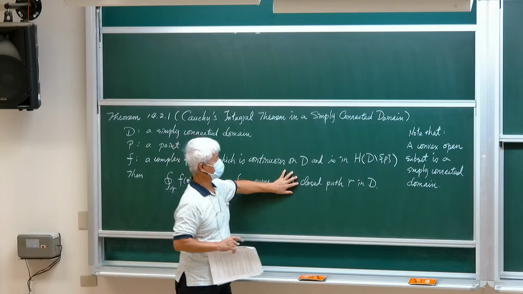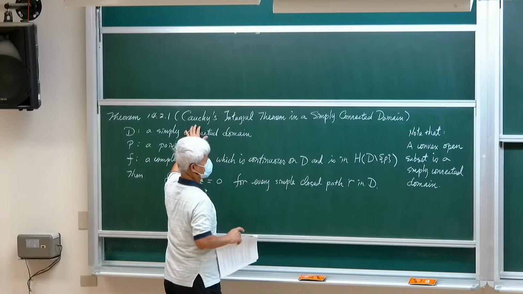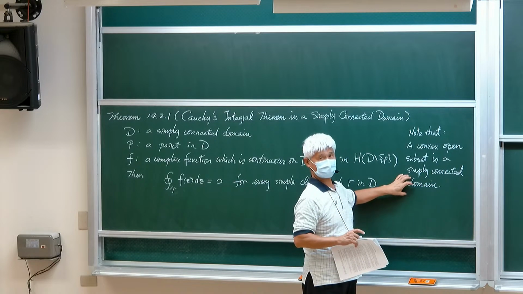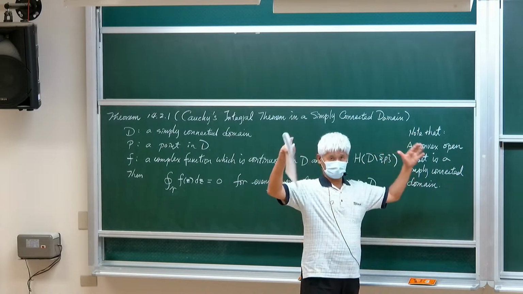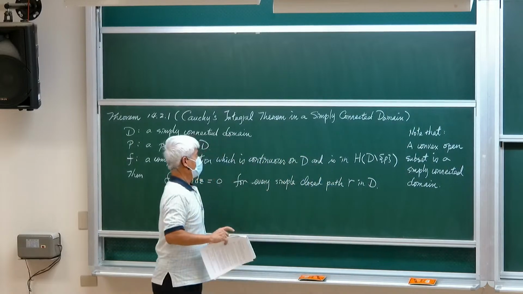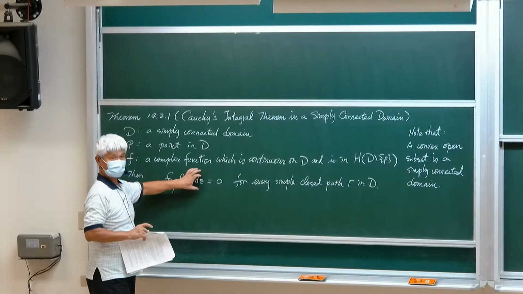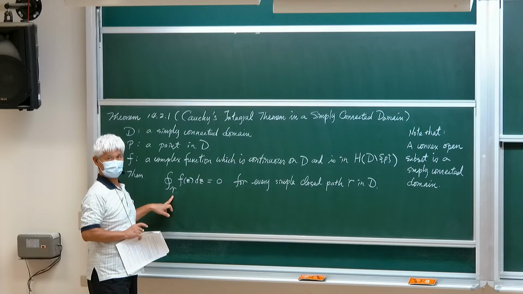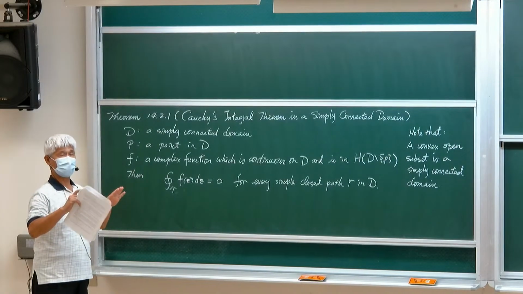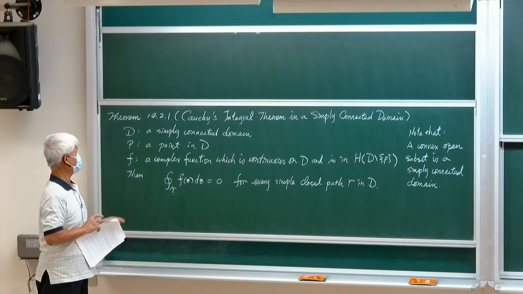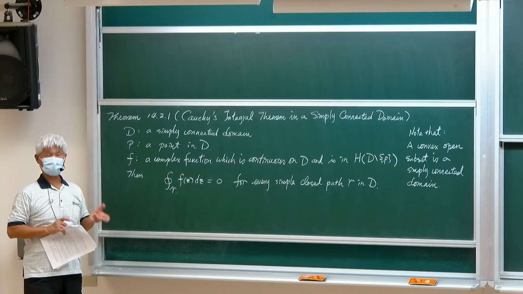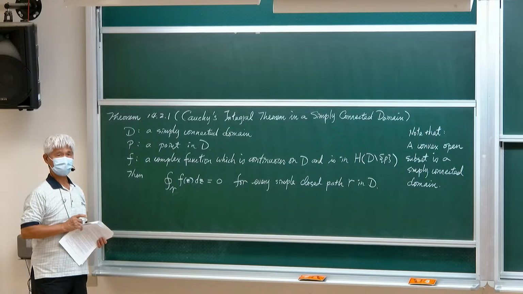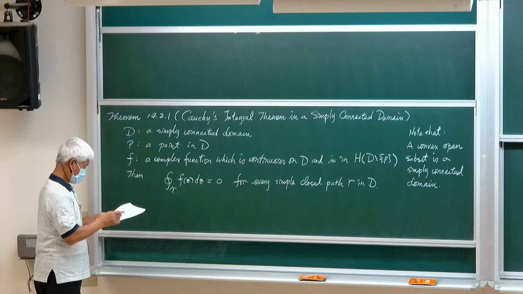But if we extend the theorem from convex open subset to simply connected domain, which is wider, then this identity is true only for simple closed paths. So you have to distinguish the difference between these two versions of Cauchy's integral theorem. Any questions?